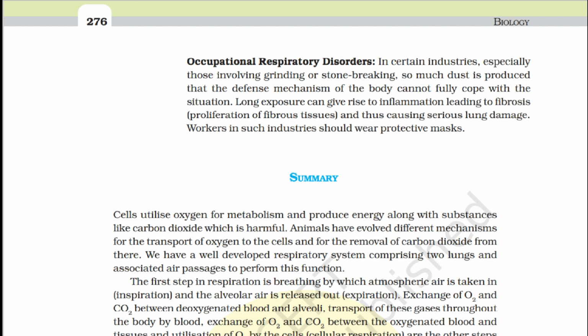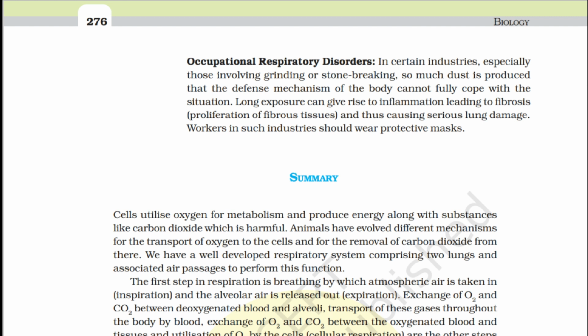Summary. Cells utilize oxygen for metabolism and produce energy along with substances like carbon dioxide, which is harmful. Animals have evolved different mechanisms for the transport of oxygen to the cells and for the removal of carbon dioxide from there. We have a well-developed respiratory system comprising two lungs and associated air passages to perform this function.